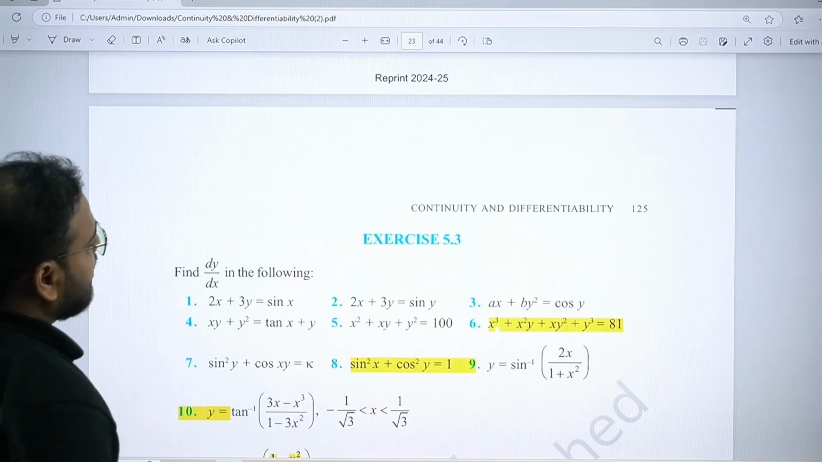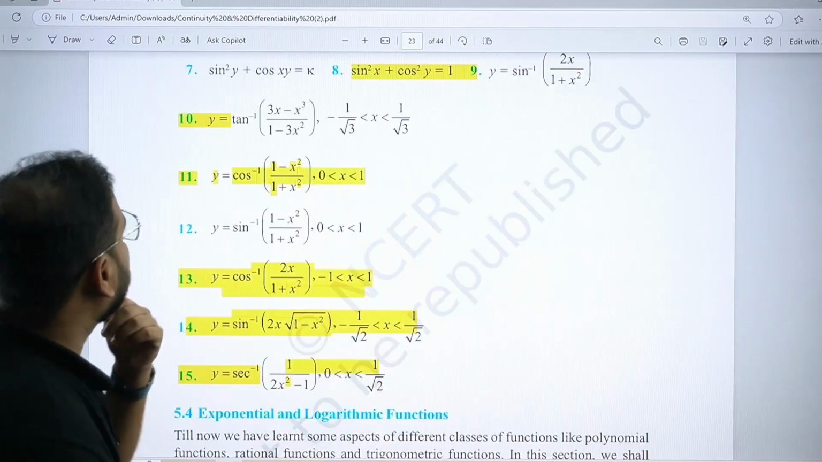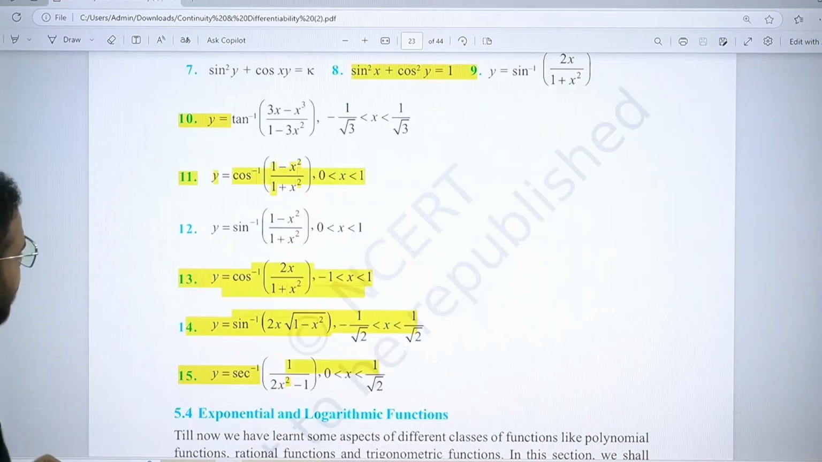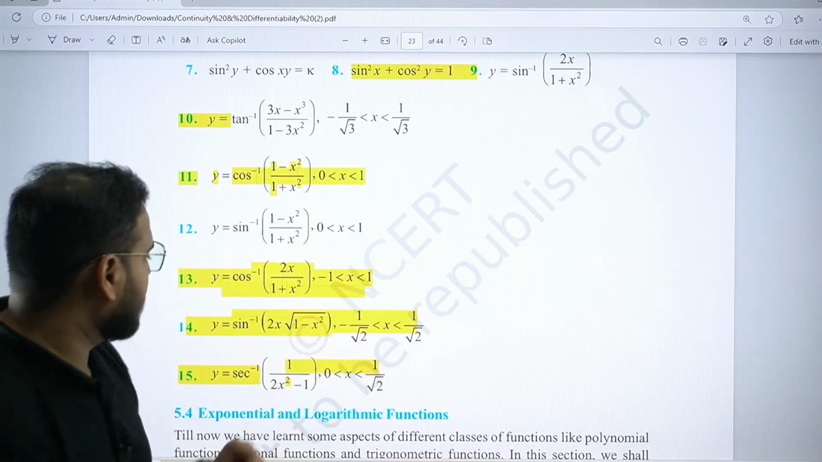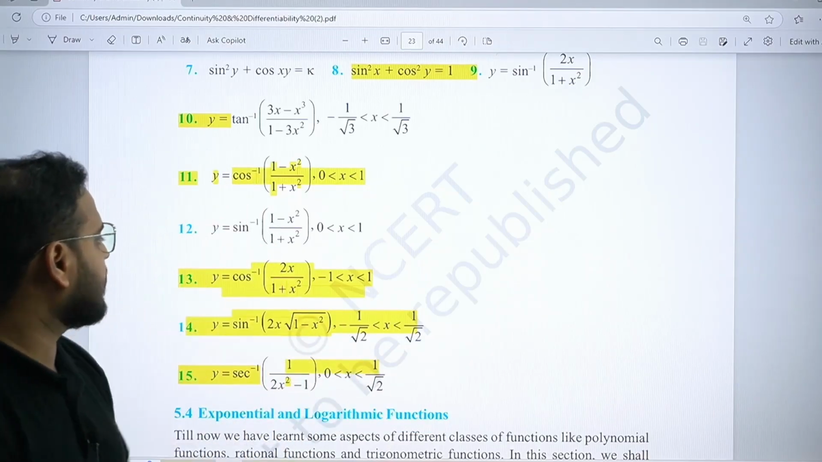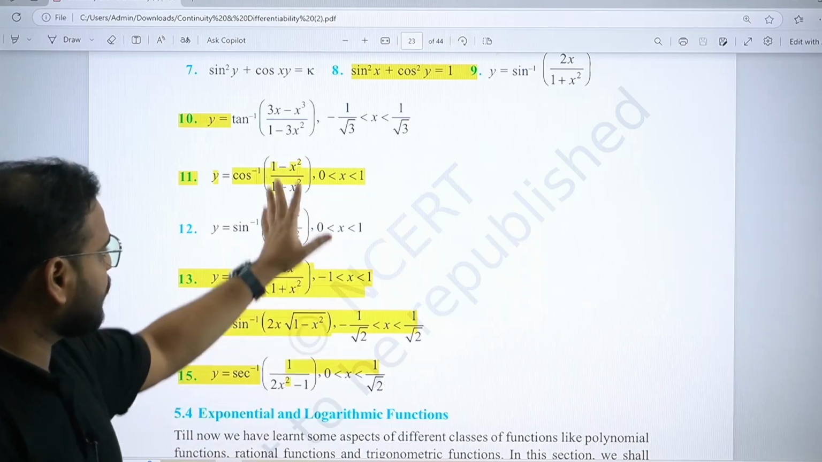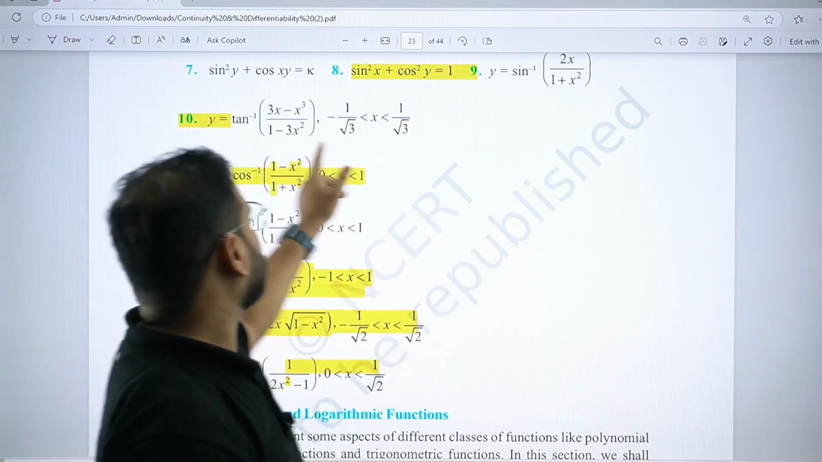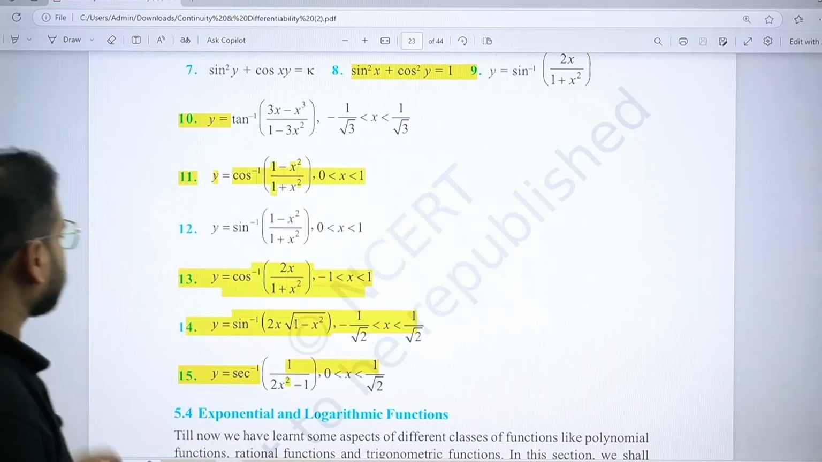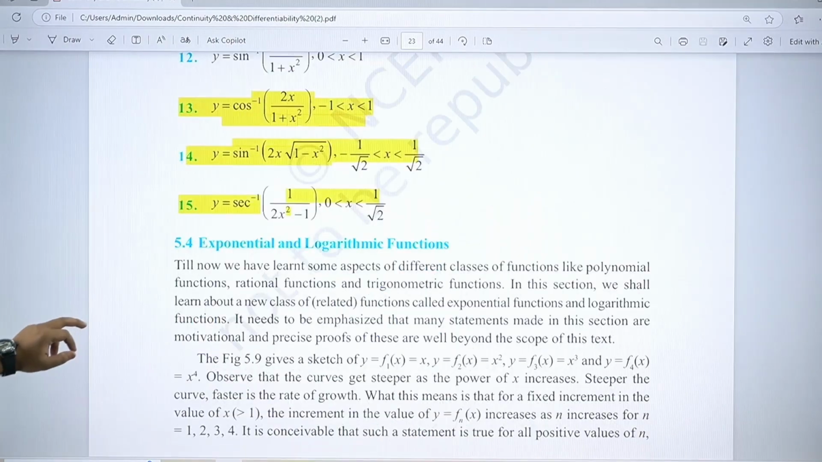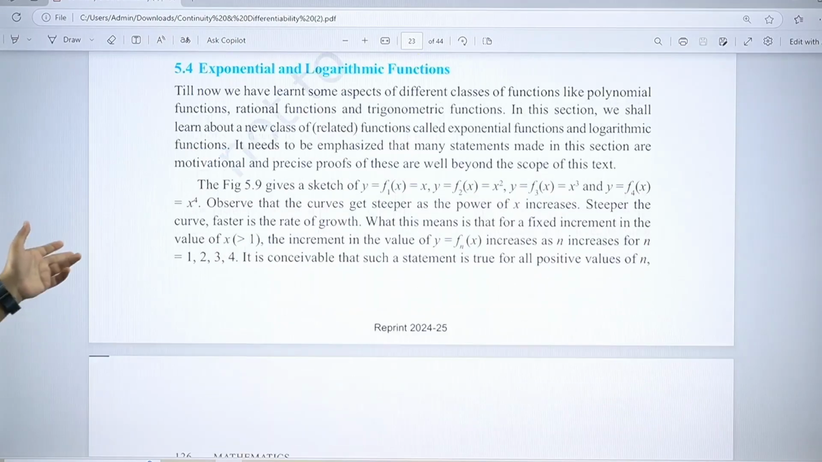In Exercise 5.3, I have marked questions 6, 8, 10, 11, 13, 14 and 15. Please solve these questions. You have to make some substitutions over here: here you make it tan, here you make sine, like that. You have to make the substitution to solve the question. Over here also you have to make tan. Very, very important. Please solve it.